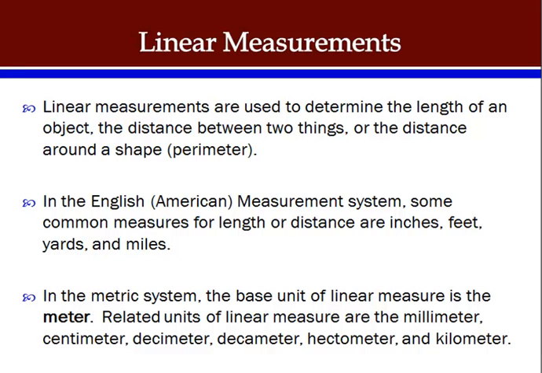Linear measurements are used to determine the length of an object, the distance between two things, or the distance around a shape, which we know as perimeter. In the English measurement system, or the system that we use in America, some common measures for length or distance are inches, feet, yards, and miles.